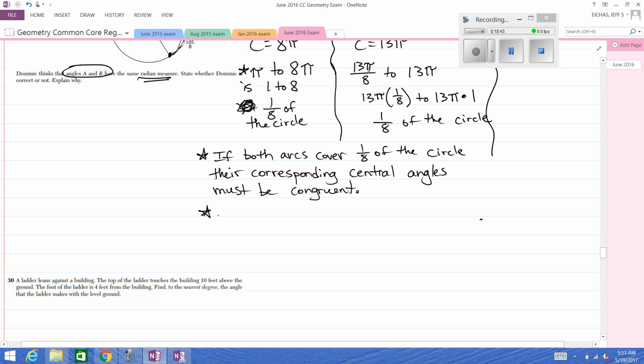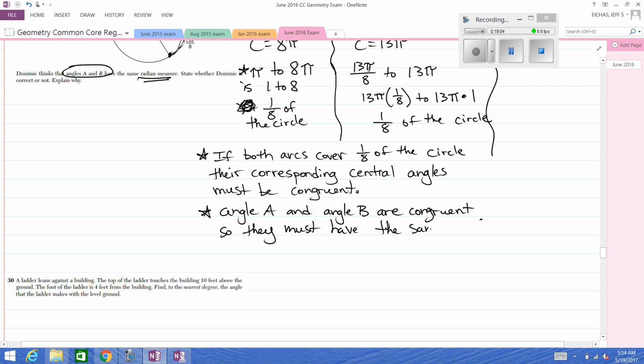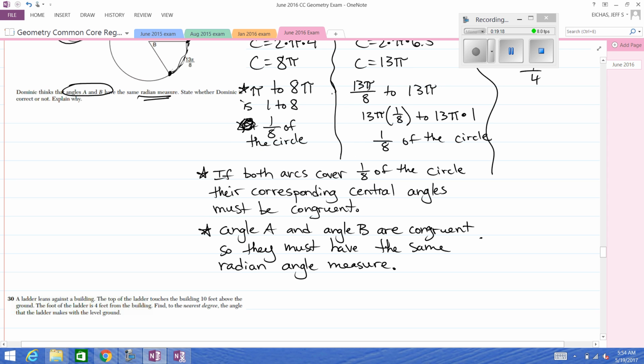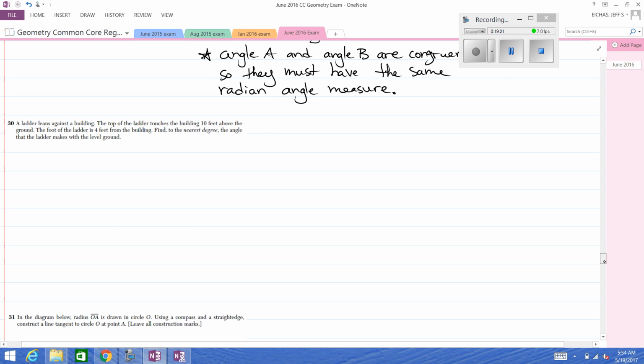Angles are congruent, so they must have the same angle, the same radian angle measure. So again, way easier if you learn this formula. Unfortunately, if you don't, then you've got to go through the circumference process.